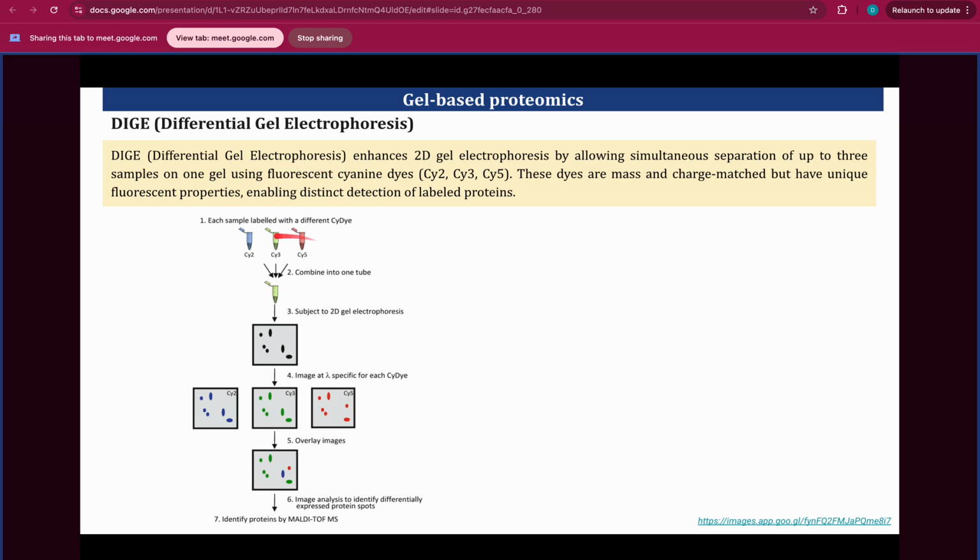So first step is to attach the fluorescent cyanine dyes and then combine those different mixtures in a single place and let it go for the 2D gel electrophoresis. So we'll perform similar procedures as we performed in 2D PAGE, but in addition we have labeled different samples differently. So ultimately similar things will be performed here also, and we will obtain different bands.